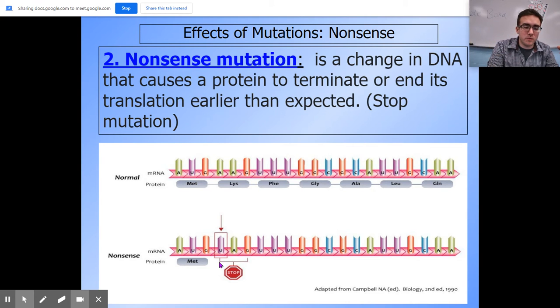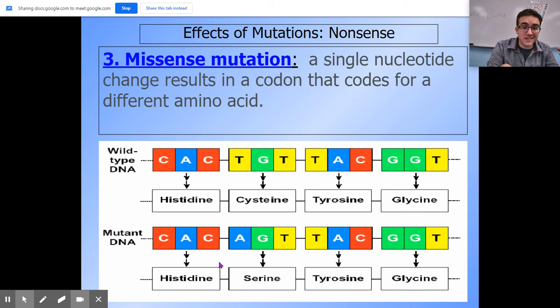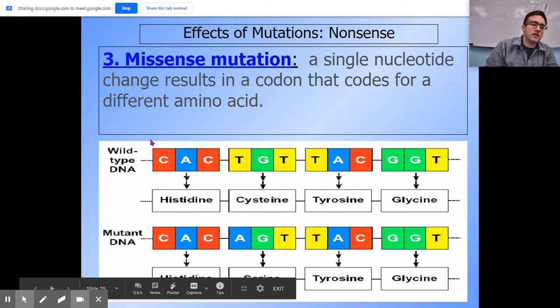The third type of point mutation we can get is called a missense mutation. A missense mutation is just when the nucleotide changes, it gets subbed out, swapped out, and then the code just changes one amino acid. So what that means is this is the normal type here, this is the mutant type or mutation. So this T got substituted or changed to an A. So instead of cysteine, we get serine.